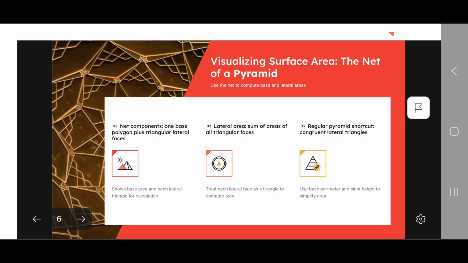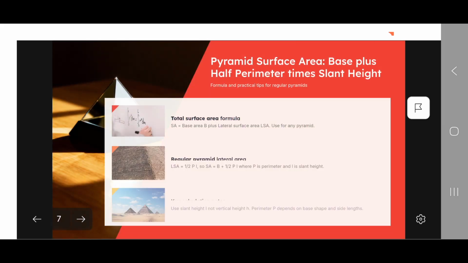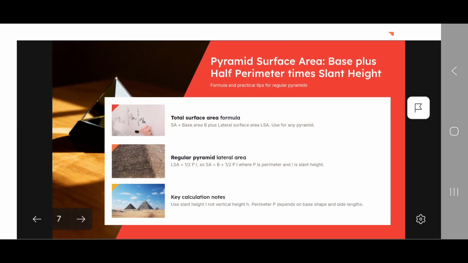Number 3: regular pyramid shortcut. Congruent lateral triangles, so use base perimeter and slant height to simplify area. Pyramid surface area is base plus half perimeter times slant height. Formula and practical tips for a regular pyramid.